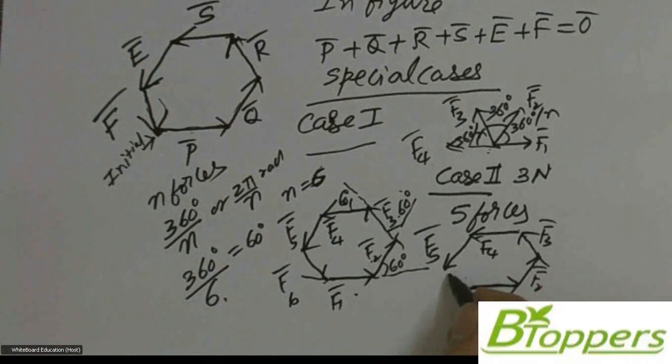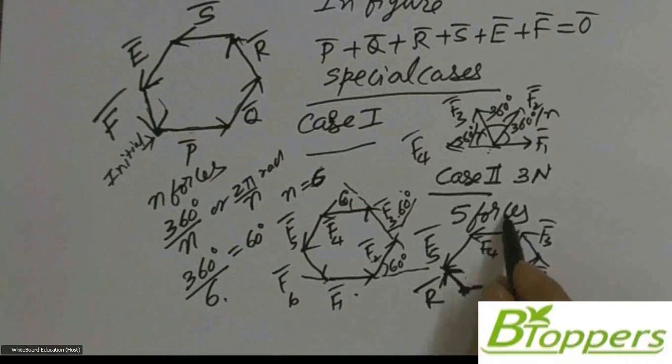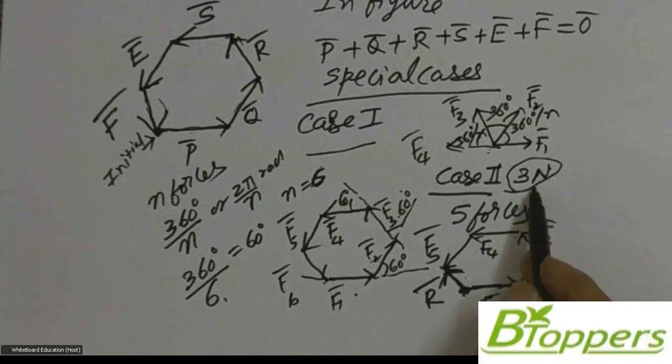Then the closing side of the regular hexagon, taken in the reverse order, represents the resultant of the 5 forces, both in magnitude and direction. So the closing side of this regular hexagon will have the same length as any one of the other sides. That means in this example, the magnitude of the resultant will be equal to the magnitude of one of these forces, which is 3 Newton.